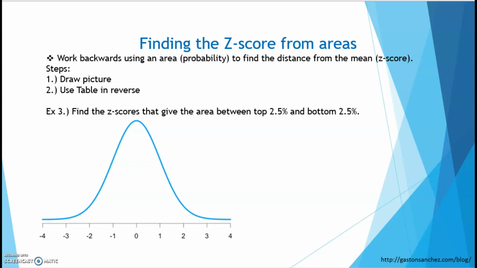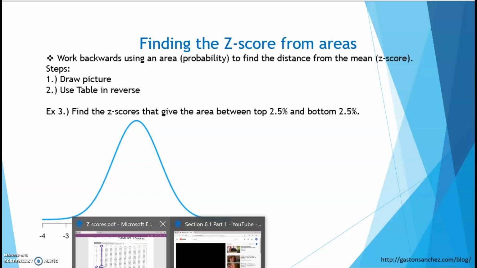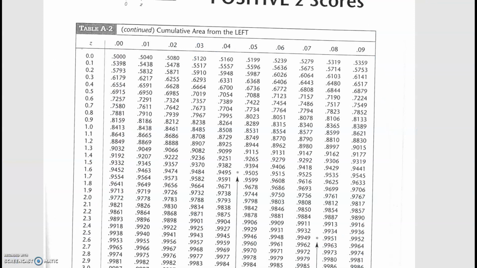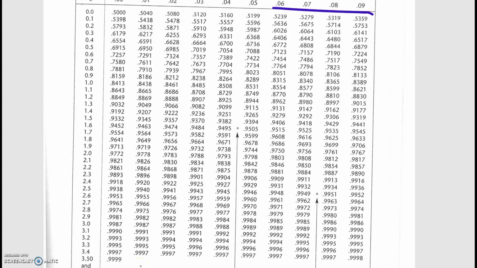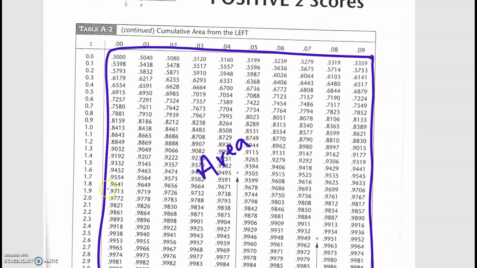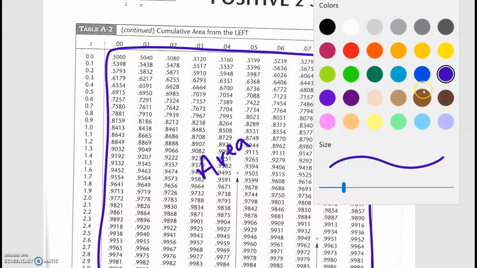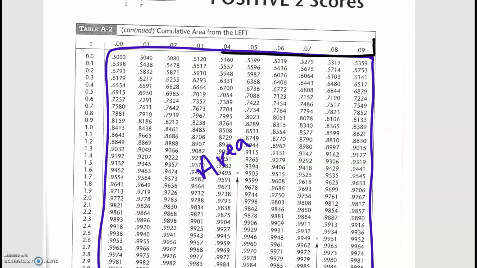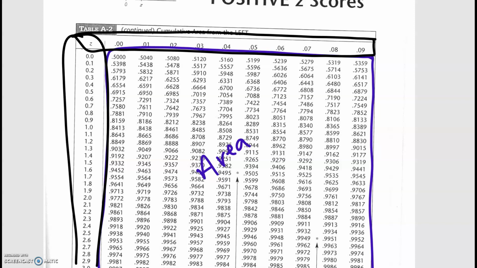Okay. So then, finding the z-score from area. If you look at this table right here, everything in the middle, all of this in the middle right here, this is all area. Now the top and the bottom, that is your z-scores. If you go all the way down, you keep on going. All of that's your z-scores. But everything in the middle, that's going to be your area. So if I give you a number that comes from the middle, then we need to work backwards to get to our z-score.